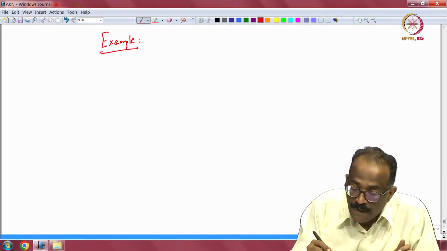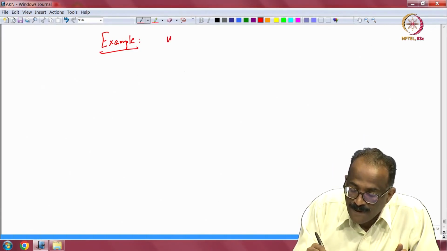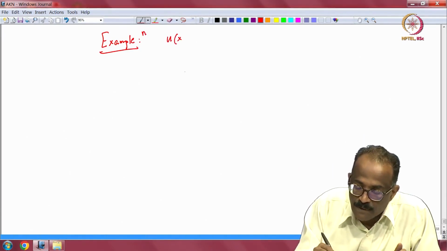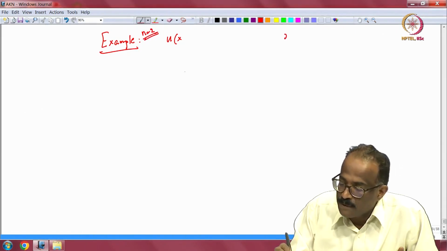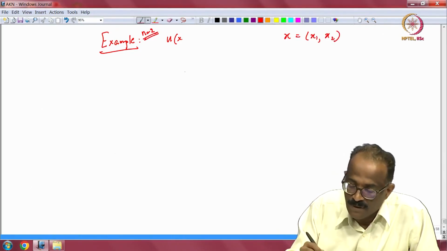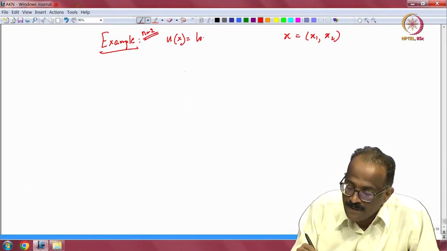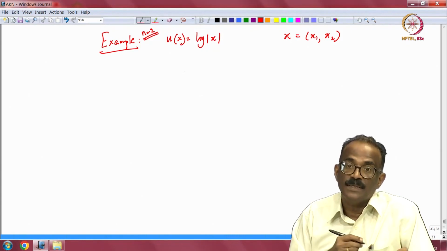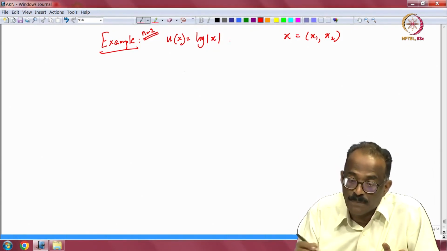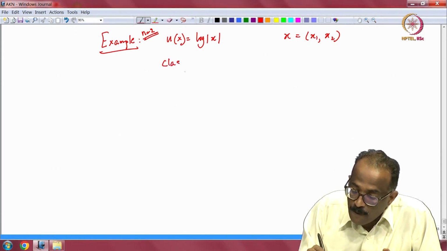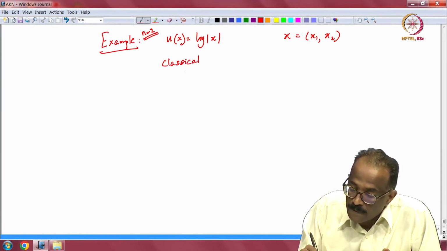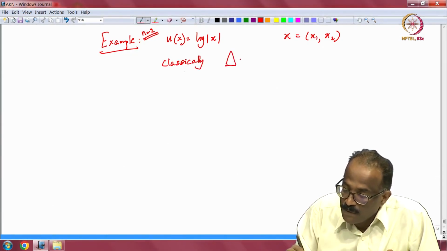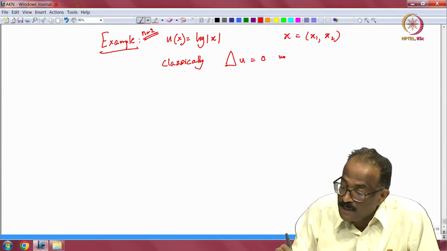You have already seen that if I define u(x) in two variables, let us take n equal to 2 and x equal to (x1, x2), and define u equal to log mod x. You know that u satisfies classically, this is in R2, Laplacian of u equal to 0 in R2 minus 0.